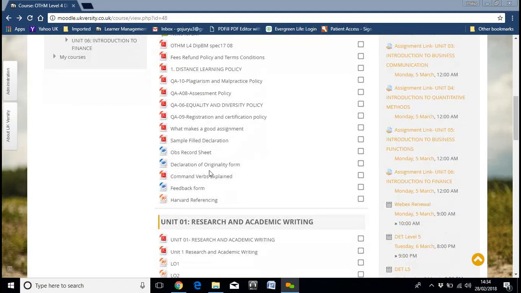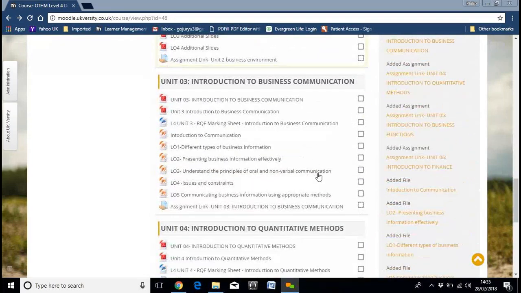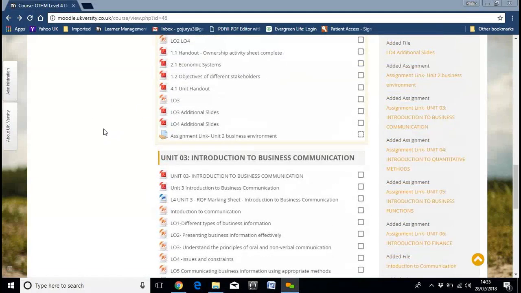You'll need the declaration of originality form when you start to bring some work in. So we've now got introduction to communication, introduction to business communications, presenting information effectively. All of these are online for you to access through this learner management system, and to pick up the recording if you want to go over any of the bits again that you've missed, or pick up the slides and go through them yourself. That's also a very good option.